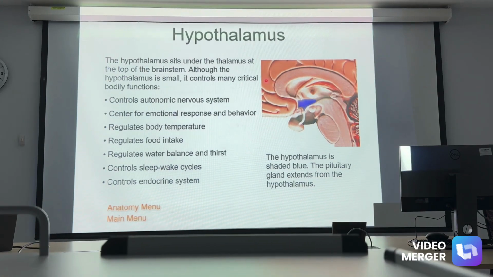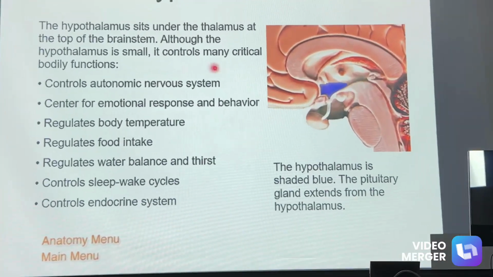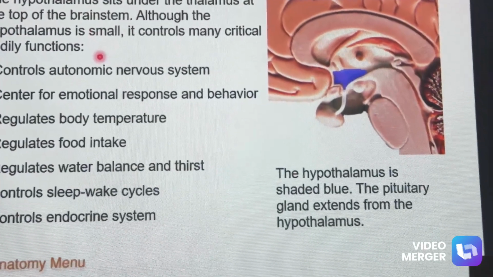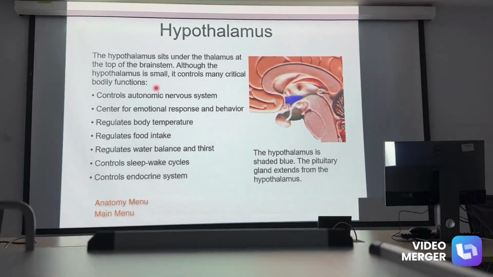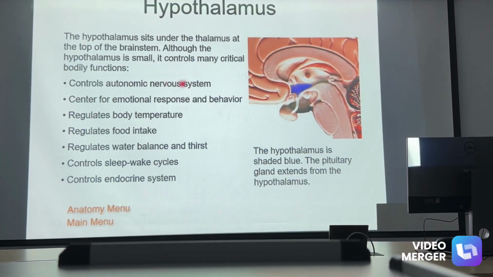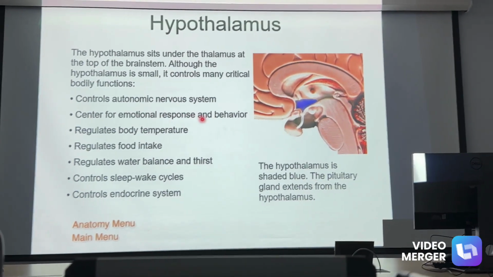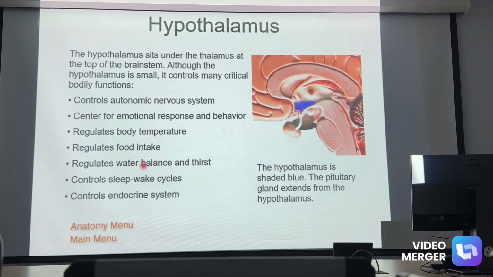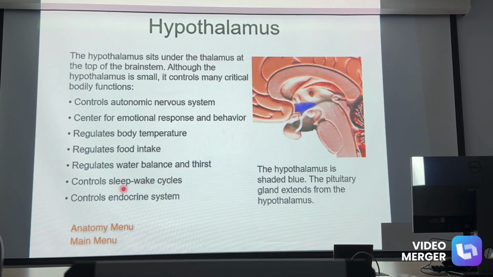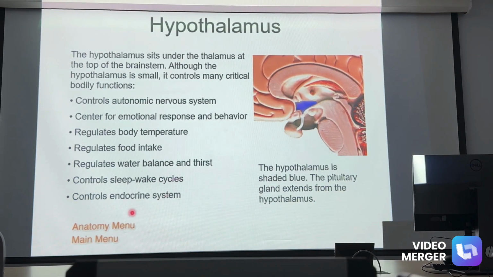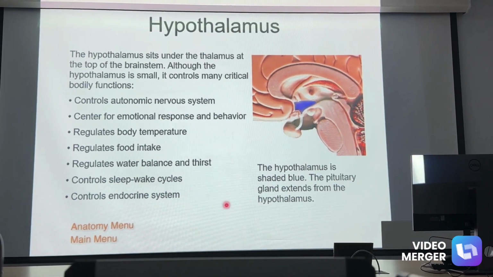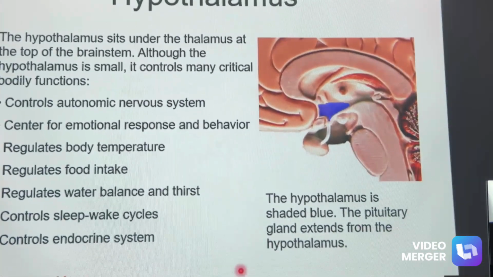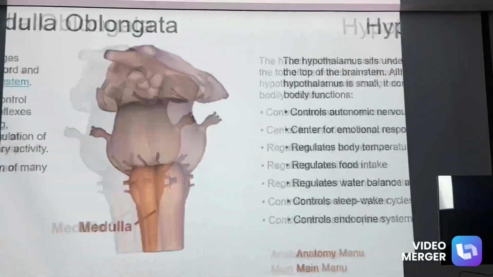This is the hypothalamus area, which sits under the thalamus at the top of the brain stem. Although hypothalamus is small, it controls many critical body functions: the autonomic nervous system, the emotional response and behavior, body temperature regulation, food intake, water balance and thirst, and controls sleep-wake cycles and most endocrine functions. It is shaded here in blue, and the pituitary gland extends from the hypothalamus.